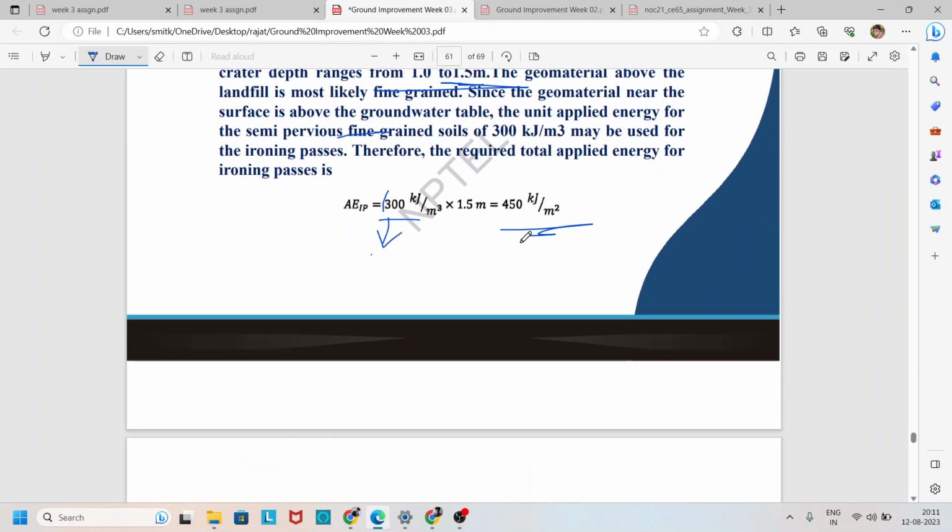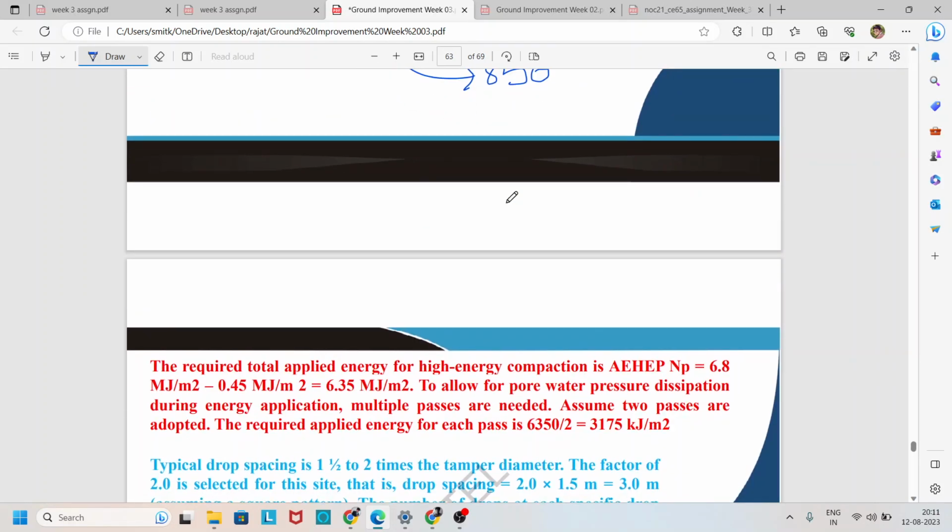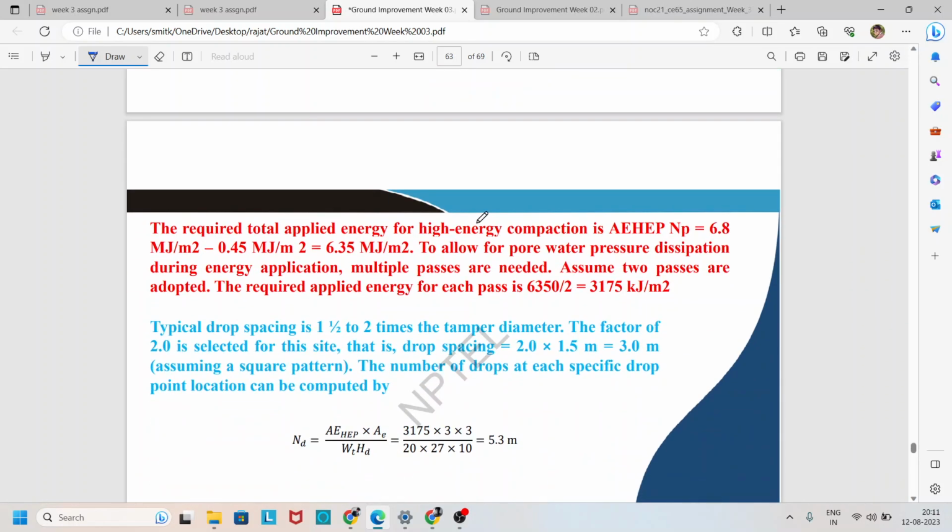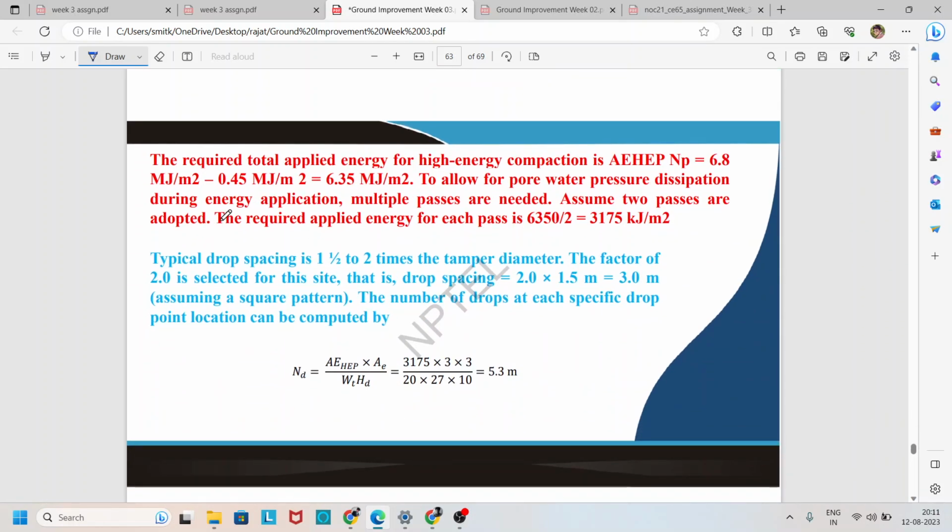After that, we subtract this value from the total applied energy, and we can find the total applied energy for the heavy energy pass. Now, if we take two passes required to improve the ground, we easily find the applied energy for each pass by dividing the total applied energy for the heavy energy pass by the number of passes. So we find 3175 kilojoule per meter square energy for each pass for high energy.